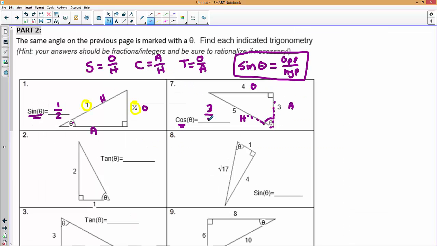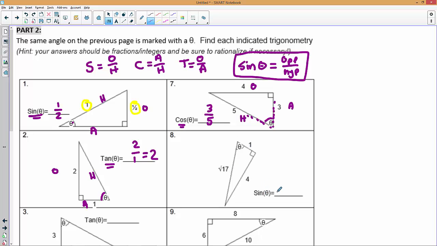3 over the hypotenuse, which is 5. Okay, number 2, tangent. Now, tangent is the opposite over the adjacent. So here's the angle. The opposite is here, and the adjacent is here. And remember, this is the hypotenuse. Okay, so it's 2 over 1, which is just 2. So technically 2 is the right answer, not 2 over 1, but that's pretty close.